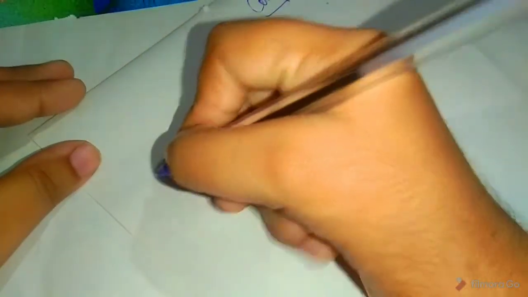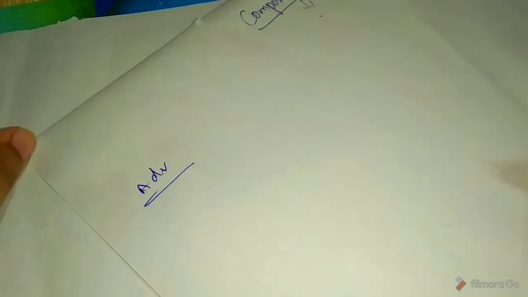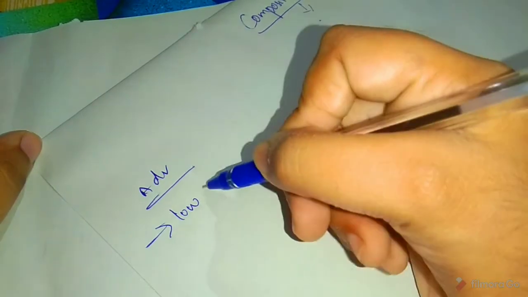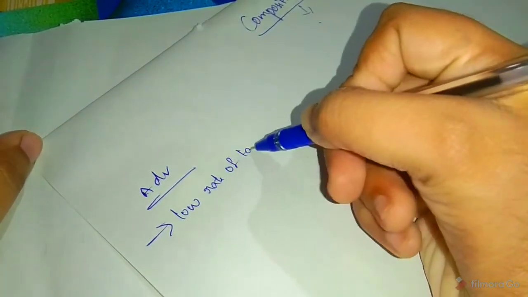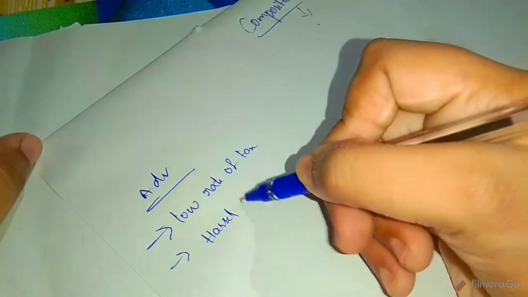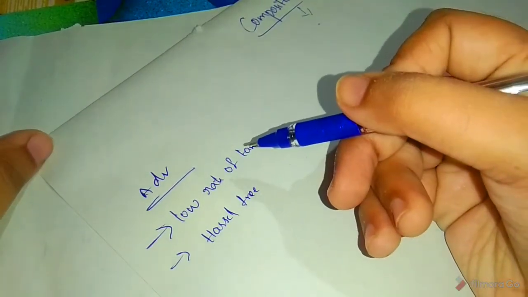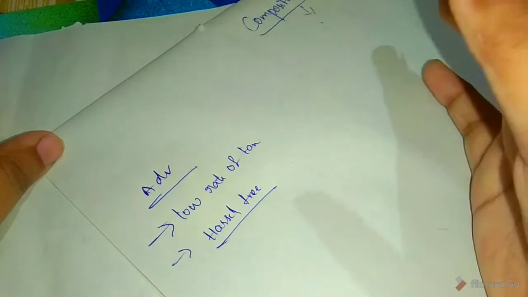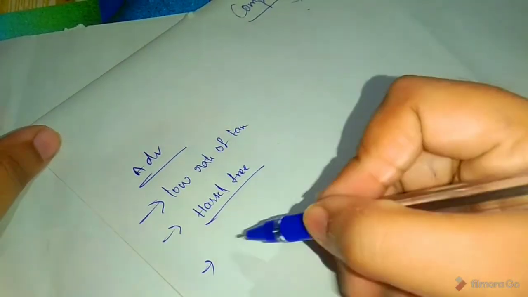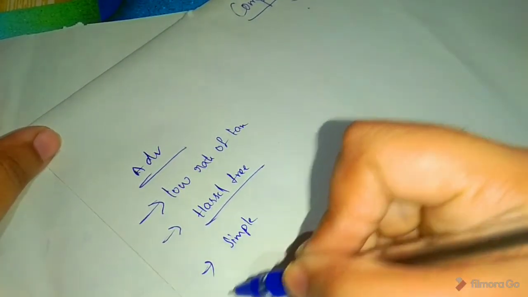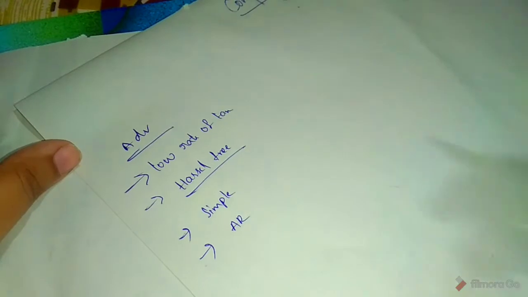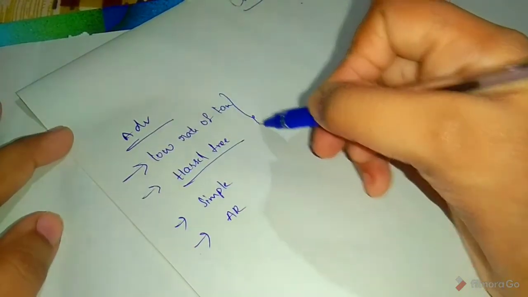See, advantages. In that, first one, low rate of tax. Okay. And next advantage, hassle-free simple procedures for taxpayers. Hassle-free means without problems. Okay. Next advantage, simple calculation of tax based on turnover. Okay. And next, a very simple annual return. These are all advantages of the composition scheme.